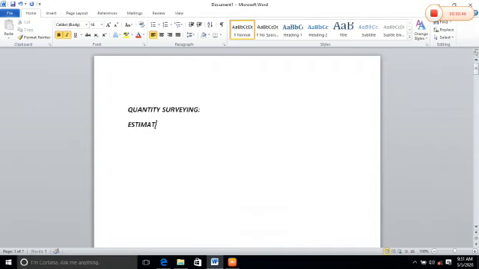Estimation, planning and control of cost. So these are three things mainly studied in quantity surveying. Okay, now the next one is quantity surveyor, or QS.